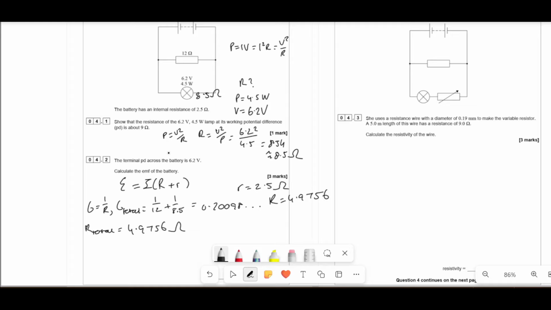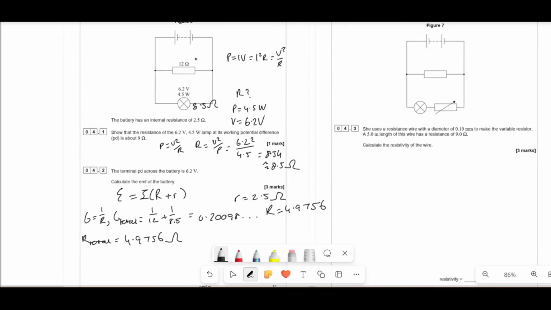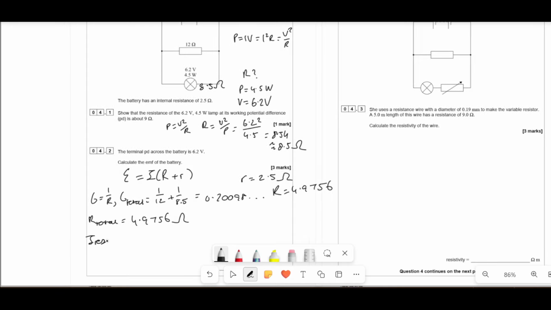Now the current, remember, will split depending on what resistance you have. So we need to work out the current around here and the current around here. The current around the resistor is going to be, well, they've told you what the voltage is here, of the terminal PD, so 6.2. If we know that V equals IR, then I equals V over R. So the current around the resistor is going to be 6.2 over 12.